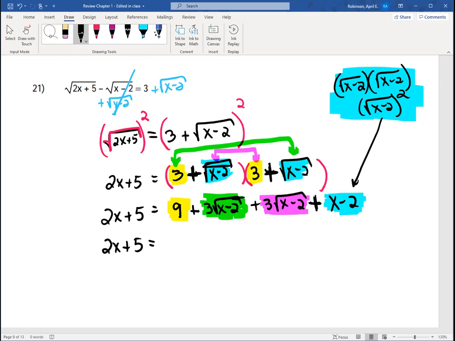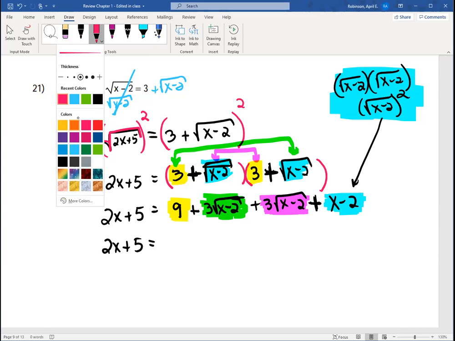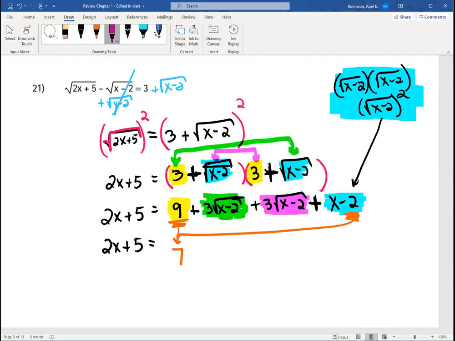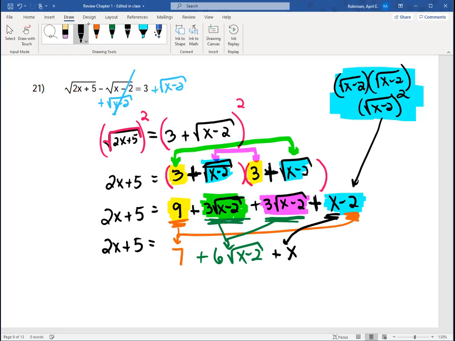Now I'm going to combine like terms. So, let's see, how about orange? Give me some orange. I can combine the 9 at this end and the -2 at that end. 9 and -2 would be 7. And then I've got 3 square roots of x minus 2 plus 3 more square roots of x minus 2. So those connect, and that becomes 6 square roots of x minus 2. And then the only thing I didn't underline was this x, and he's just by himself. He is not under a radical.